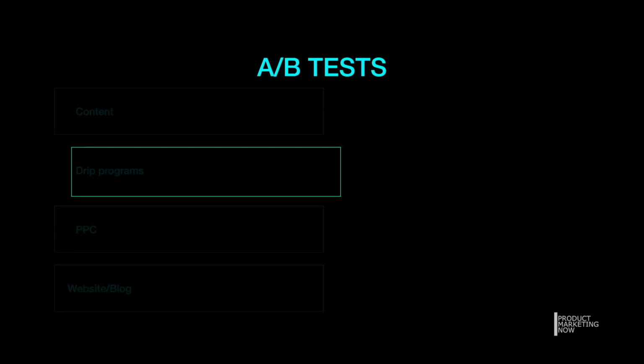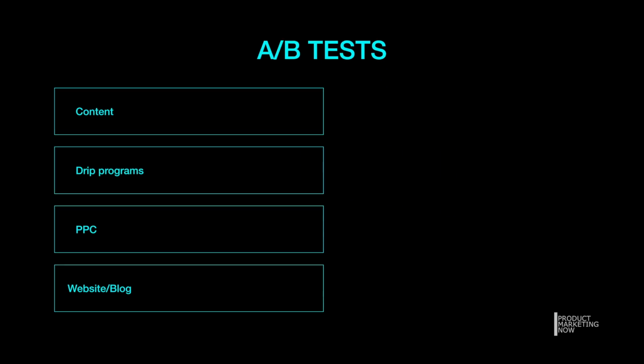For A/B tests, this meeting reviews the A/B tests that are created in the other 4 meetings. This is the ultimate summation of all other optimization meetings, so get pumped! Here's some of the places you'll test in your marketing efforts. Number 1, content. 2, drip programs. 3, PPC. 4, website and blog.